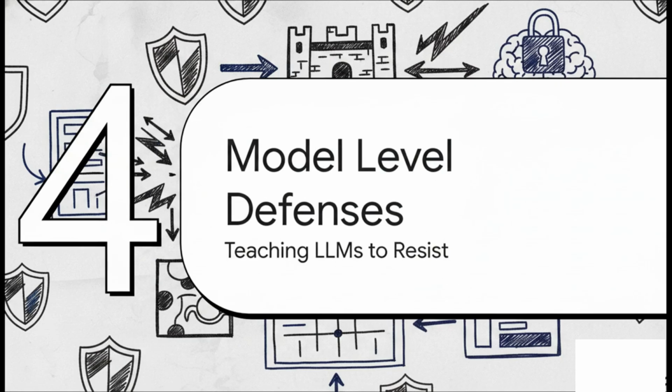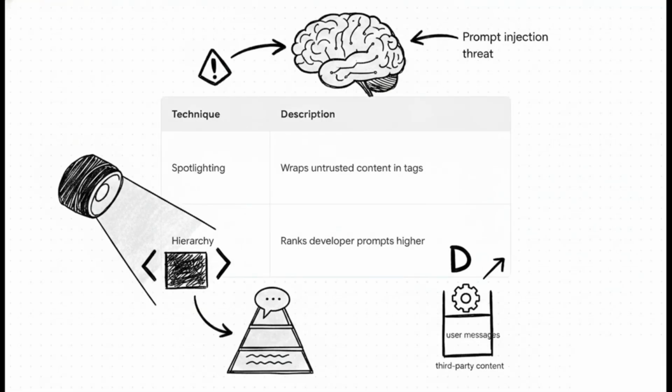Okay, Section 4, model-level defenses, teaching the LLM to resist. Defenses against this usually fall into two main camps, starting with model-level training. The first technique is spotlighting. This one's a bit cheaper and simpler. You basically wrap the untrusted content in specific control tags. You're telling the model, hey, anything inside these tags is just data. Absolutely do not follow instructions in it. It's great for catching lazy attacks, but honestly, a clever attacker can still talk the model out of its role.